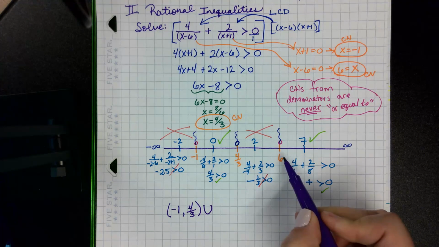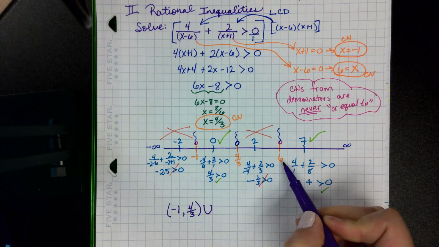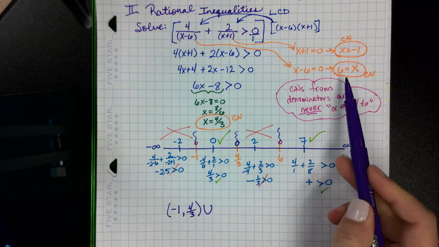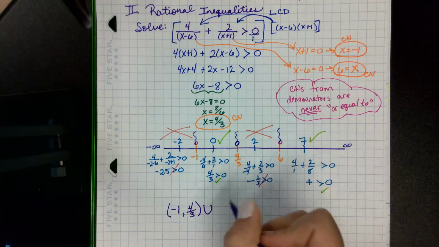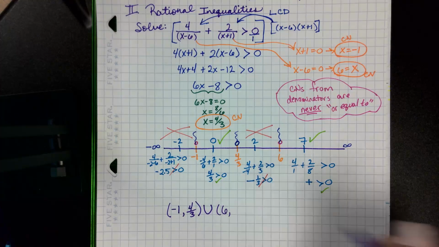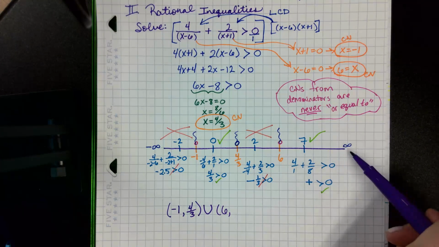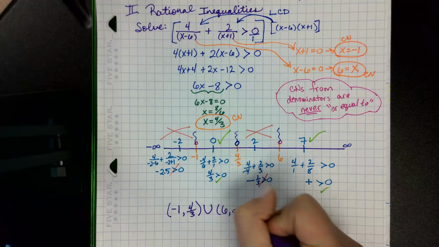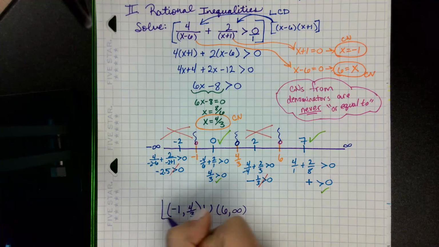And then I jump to the next interval that's part of my answer. It's a 6. The 6 came from a denominator equal to 0, so I know it's not included. Parentheses 6. And then from there it goes towards infinity, and I know infinities are never included. So there is my answer.